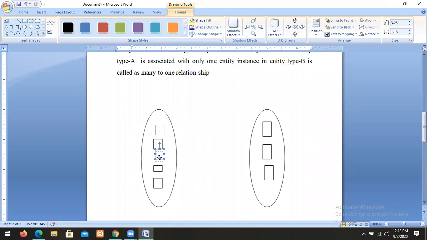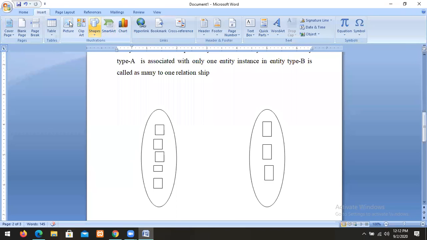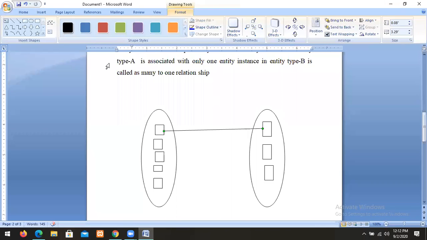So let us assume these are the entity instances. These are the entity instances. So this is the relationship from one to any number of entity instances of A.